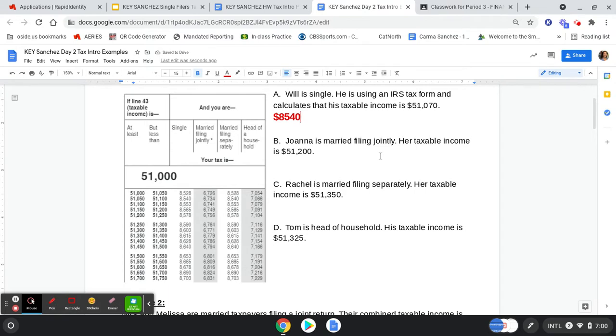Joanna is married, filing jointly. Her taxable income is 51,200. So find the 51,200. Now notice in that column it says at least 51,200, so it can be equal to that number and up to whatever. The fact that 51,200 is at least means we need to be in the bottom row of that first section, not the second to last row. So make sure you're in the bottom row, the at least 51,200. Follow it all the way over to married, filing jointly, and I'm seeing 6756. Do you see it there?